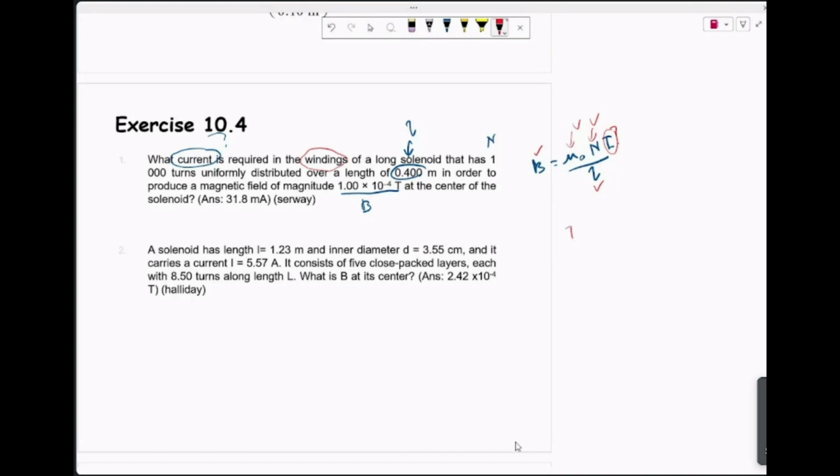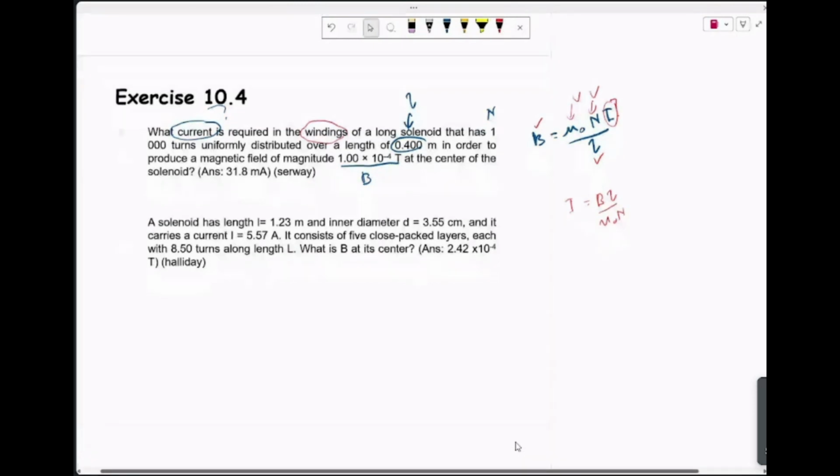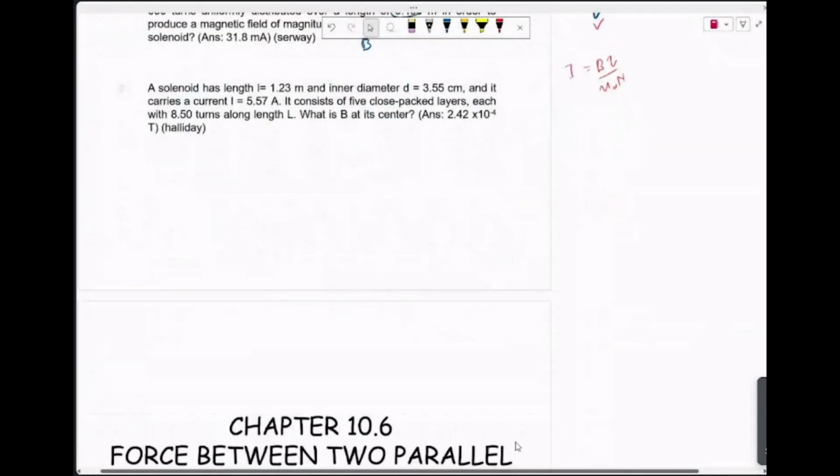So you arrange the equation to make I the subject, because you're looking for I. The magnetic field B multiplied by L, divided by mu n. That's all. That will be the solution. Put in the values and you immediately get the value there.